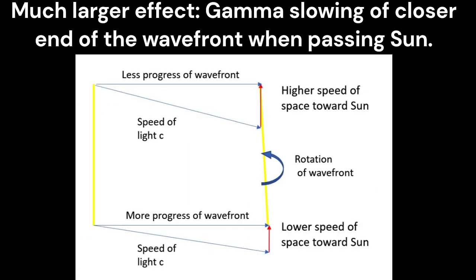The second effect is much larger, and it only occurs primarily when close to the sun. And that is a gamma slowing of the wavefront progress, because the end of the wavefront that's close to the sun has to pass through space, which is traveling faster than the space is traveling at the outer part of the wavefront. So therefore, the closer part of the wavefront moves ahead more slowly, and this causes a counterclockwise rotation of the wavefront when passing nearby the sun.